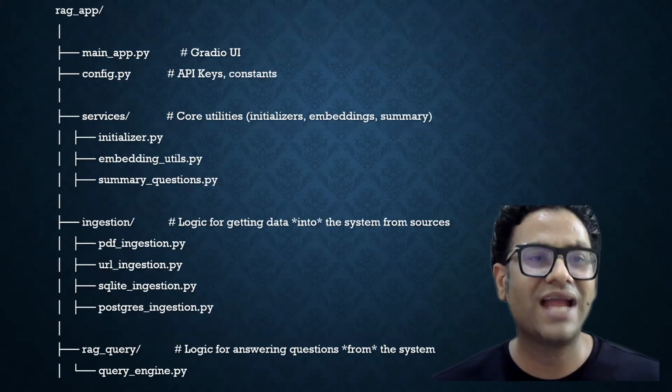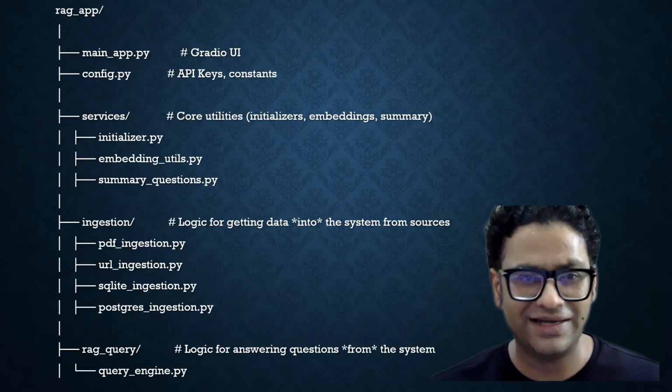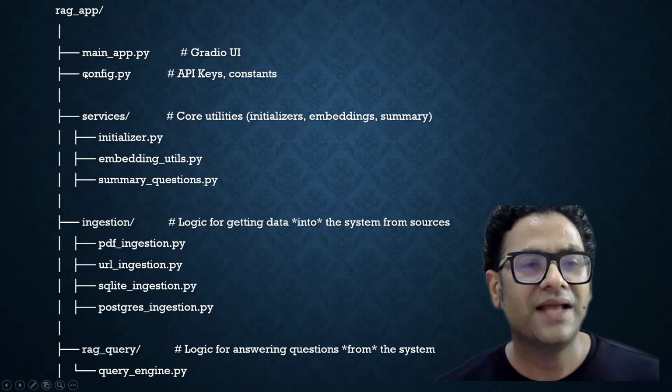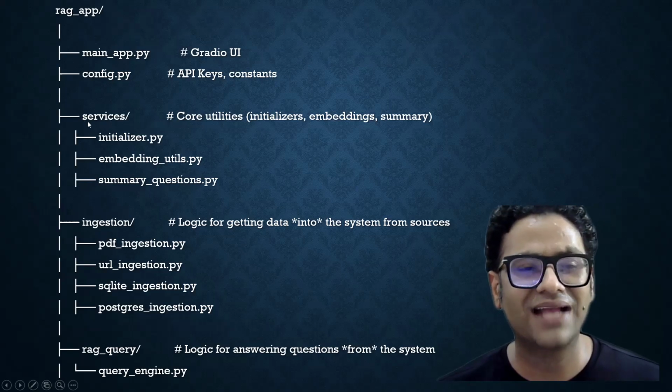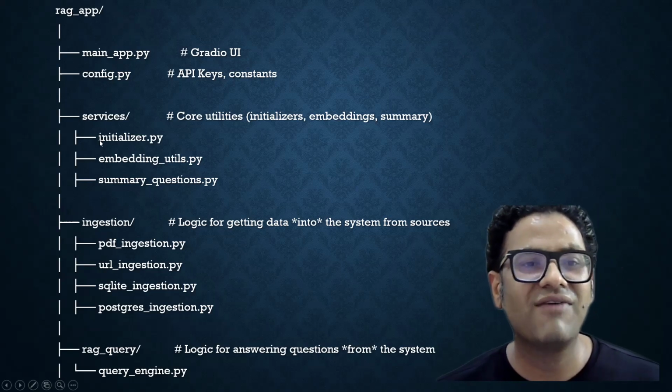So this is what I tried to do. I'm not going to cover the entire way how I did it, but if you see the high level structure, what I have done is inside the main refactor code base, we're going to have 3 different packages: services, ingestion, and RAG query. In services, we have an initializer.